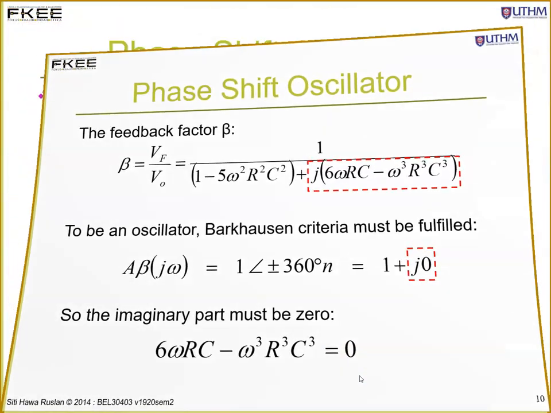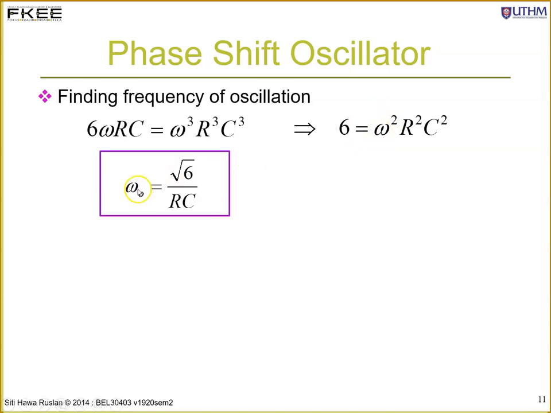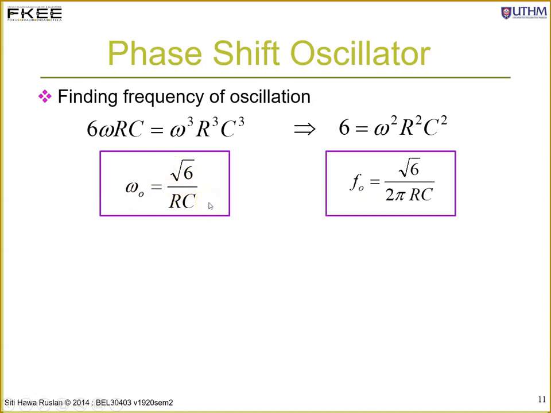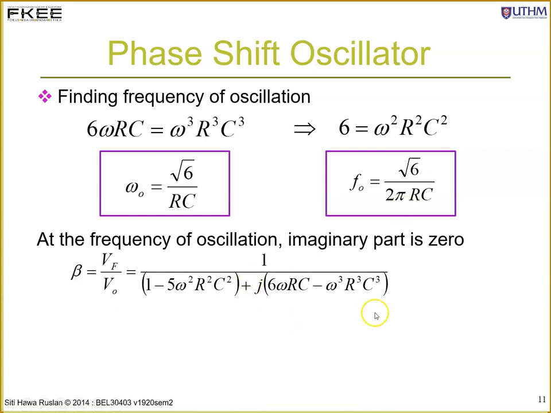Simplify this equation, you should be able to get this 6 omega RC equals omega cubed R cubed C cubed. Omega cancels out over here, so you are left with 6 equals omega squared R squared C squared, and this omega will be your frequency of oscillation. In terms of radians per second, it is omega naught equals square root of 6 divided by RC. And in hertz, it will be f naught equals square root of 6 over 2 pi RC. So the equation looks similar to the previous circuit, only that the square root of 6 is on top, the numerator.